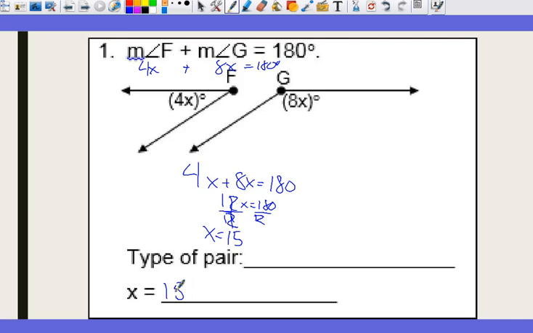Adjacents have to share a side. Are these two touching? Not adjacent. What do you think it is? Supplementary. It's in your notes, next bottom.